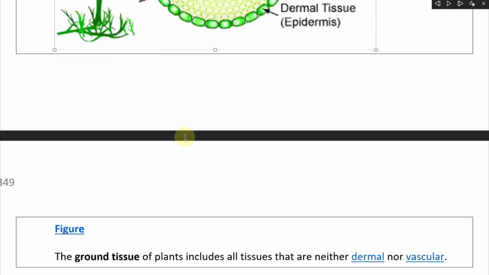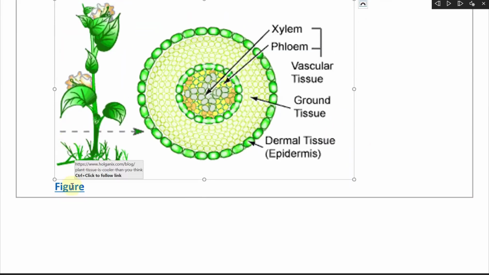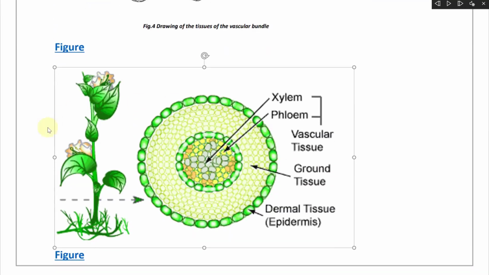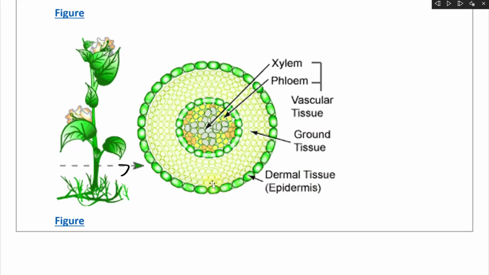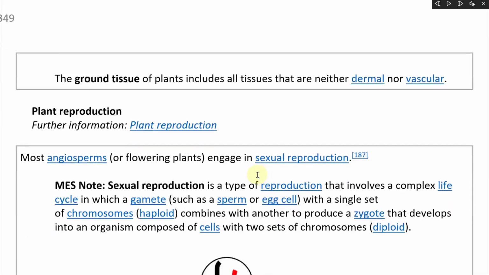Yeah, so this figure right here, let's make this a bit smaller so we include that there. This figure is from Holganics.com. So you have the cross-section here. Cut this over, move it over there, and look at it from the top view. So you have the xylem inside, then you have the phloem over here on the outside, and that's a vascular tissue, and then there's a ground tissue in between, and there's a dermal tissue, the epidermis. And remember again, the ground tissue of plants includes all tissues that are neither dermal or vascular. Very fascinating.